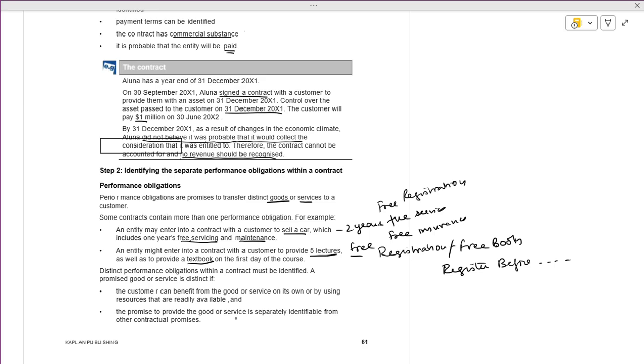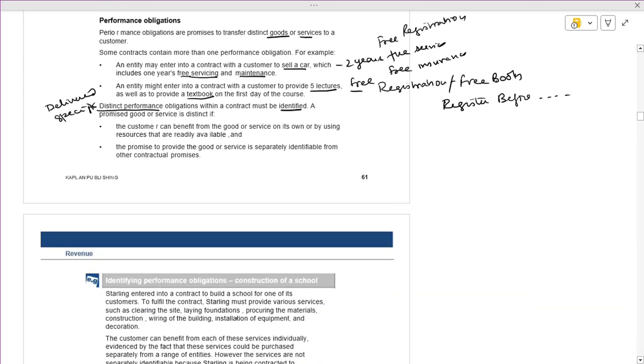Distinct performance obligations within the contract must be identified. What we are performing, what we are delivering, what is going to be delivered, you have to be very, very specific. Within a contract, a promised good or service is distinct when the customer can benefit from it. As simple as possible, there is a cost benefit. When you are paying something, we will expect that it has to be compensated. The promise to provide the service is separately identified from other contractual promises, apart from what has been stated.